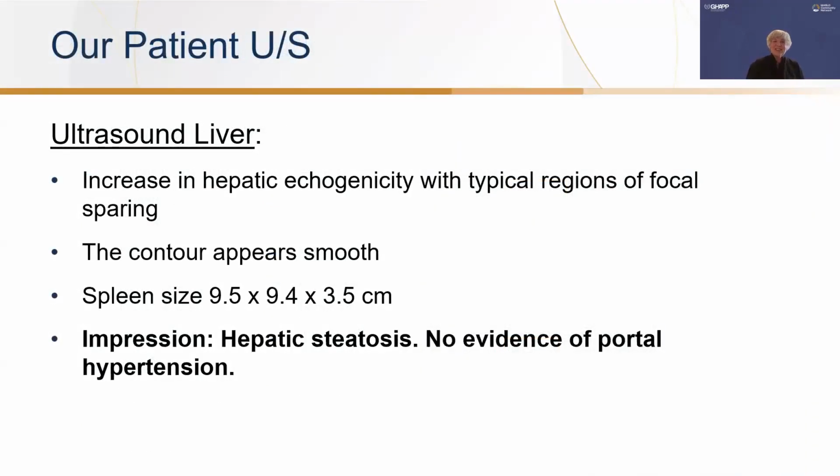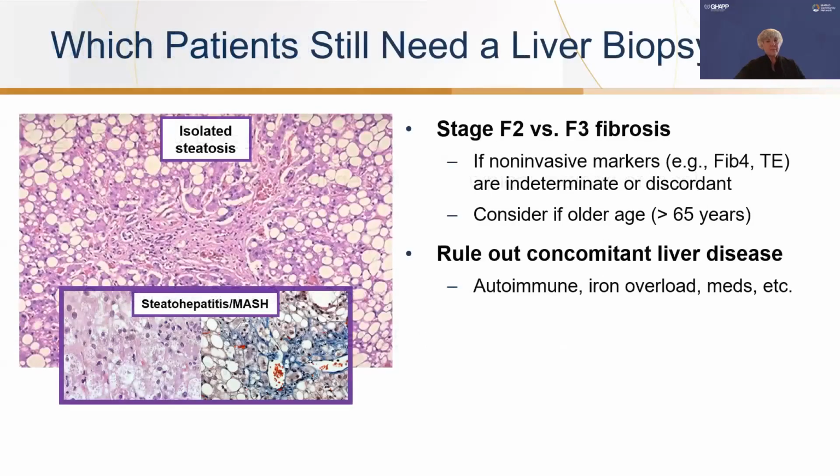And yes, the ultrasound of the liver does show increase in hepatic echogenicity and typical regions of focal sparing. Fat can be patchy. It doesn't necessarily distribute equally throughout the liver. The contour appears smooth. That would suggest that we don't have nodular contour, maybe advanced fibrosis or cirrhosis. The spleen is normal in size, and then the impression is hepatic steatosis, no evidence of portal hypertension. And when we see no evidence of portal hypertension, once again, that suggests that there isn't advanced fibrosis or cirrhosis.